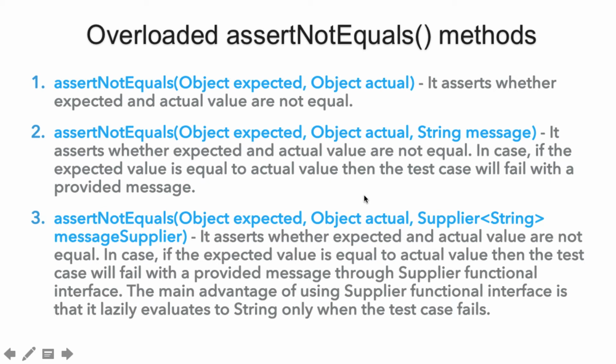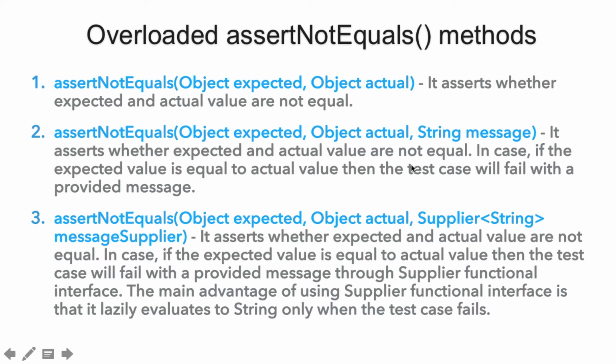The third overloaded method takes in an expected value, the actual value, and a Supplier functional interface. This Supplier functional interface supplies a message. So if the expected value is equal to the actual value, then our test case will fail, and it will fail with the message provided through the Supplier functional interface.